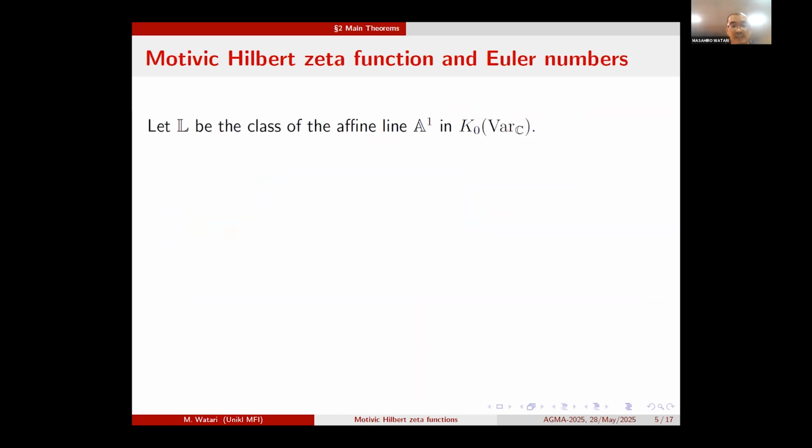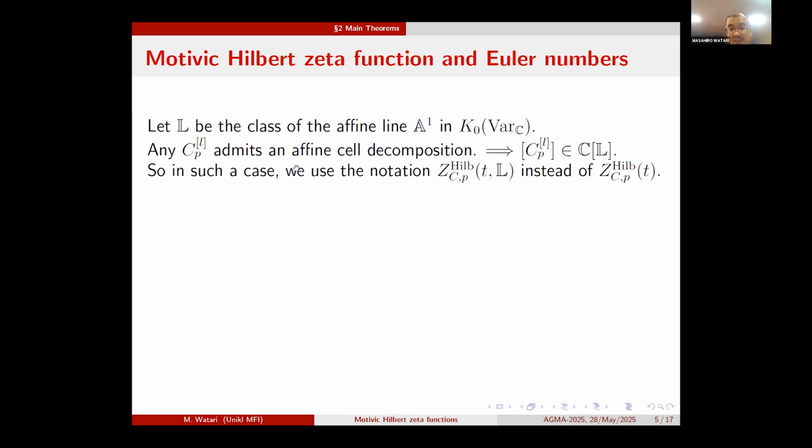Let L be the class of the affine line A1 in the Grothendieck ring. The following fact is known: if punctual Hilbert schemes admit an affine cell decomposition, their classes in the Grothendieck ring are polynomials in this L. In such a case, we use this notation for the Motivic Hilbert zeta function, so we add L as a variable.